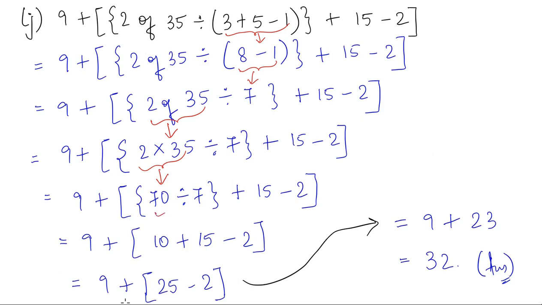70 divided by 7 is written inside curly brackets, so this has to be solved first. 70 by 7 is 10. So we have 9 plus, inside square bracket we get 10 plus 15 minus 2. 10 plus 15 is 25. So we have 25 minus 2. And 25 minus 2 is 23. So here we will get 9 plus 23, which is equal to 32.